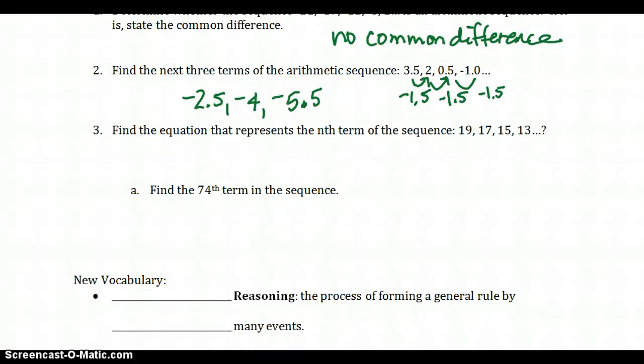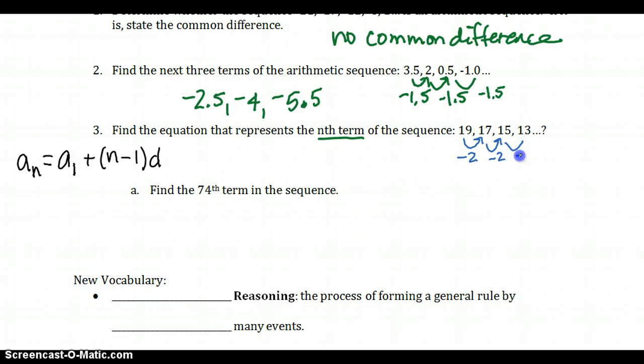Now find the equation that represents the nth term of the sequence. So when you hear the words nth term, that means we're going to need to use the formula. So the nth term is the first term plus whichever number term we're looking for minus 1 times the difference. So there's our formula. Alright, so let's find it. And so for this pattern, we need to determine our difference. 17 minus 19 was negative 2. 15 minus 17, negative 2. Negative 2, so d is negative 2.